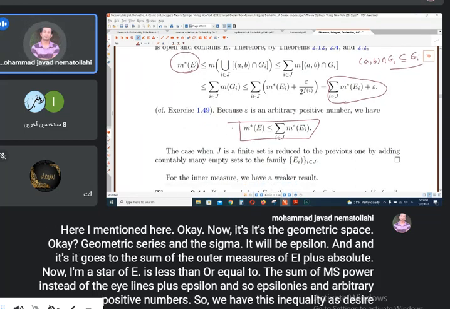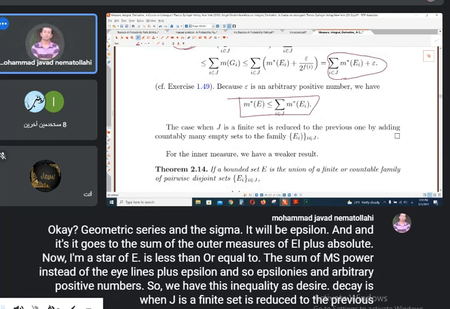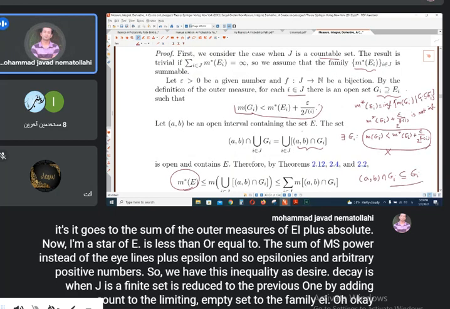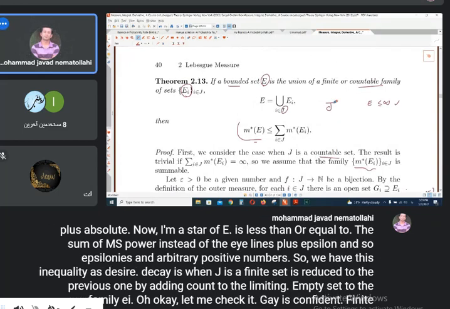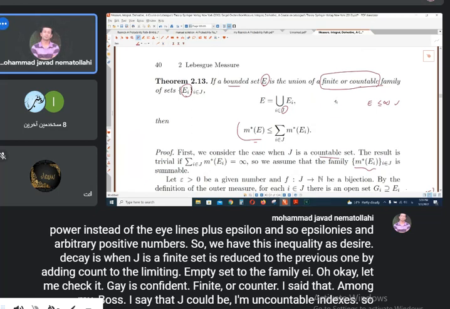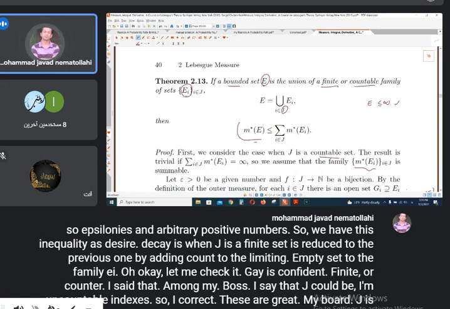The case when J is a finite set is reduced to the previous one by adding countably many empty sets to the family E_i. Oh, okay, let me check it. J is finite or countable. I said on my board that J could be an uncountable index set, so I correct my board. J is finite or countable.